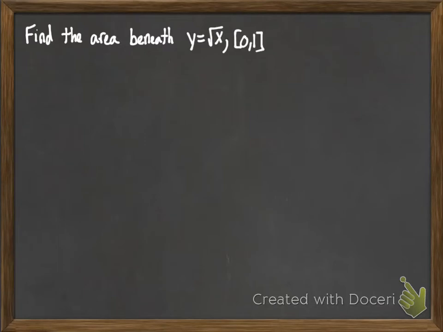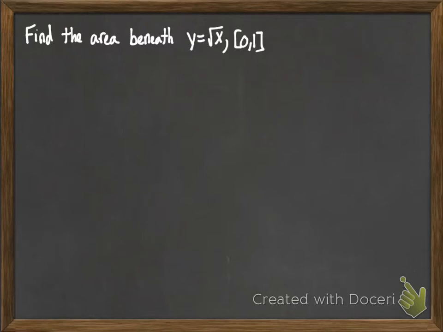Okay, welcome. This time we are looking at finding the area beneath the graph of y equals the square root of x over the interval 0 to 1. For this problem, we want to do it by setting up a sum. So if you already know the other way to do this problem in calculus, we're not doing it that way.